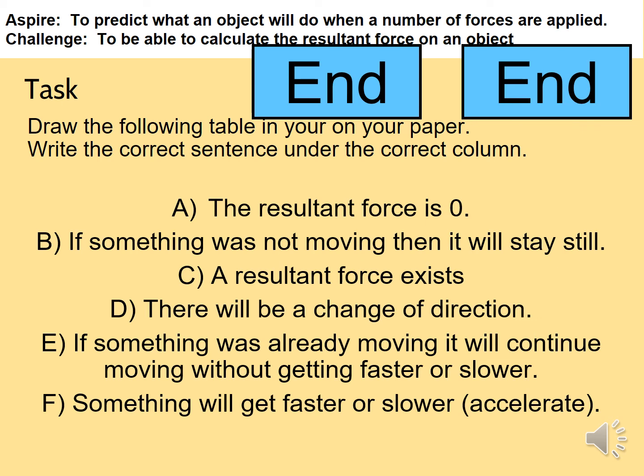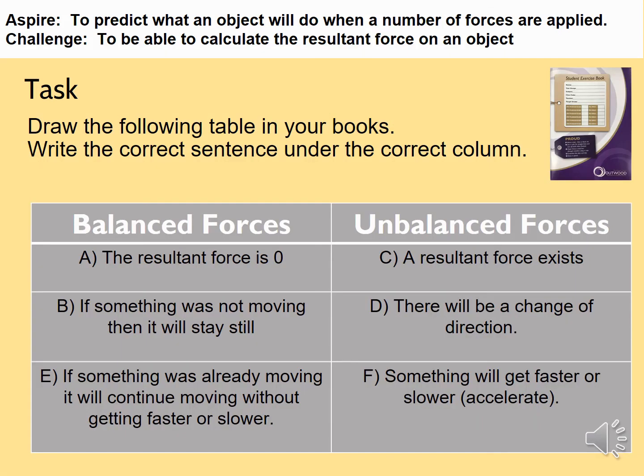Okay, so you should have made a decision about each of those statements. So we have got balanced and unbalanced forces. First of all, let's start with the balanced forces. If the resultant force is 0, then subtracting the two forces must mean they are balanced. If something was not moving, then it will stay still. So again, the forces on that object must be balanced if it's staying still.